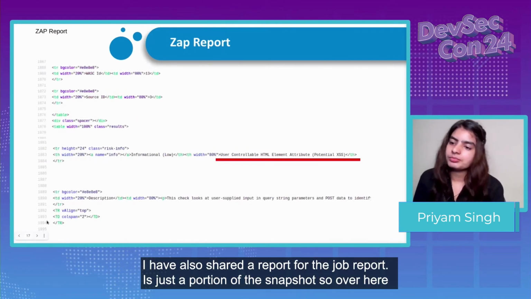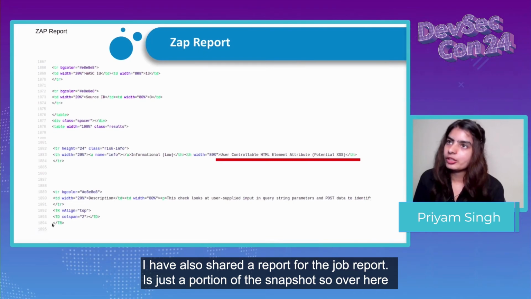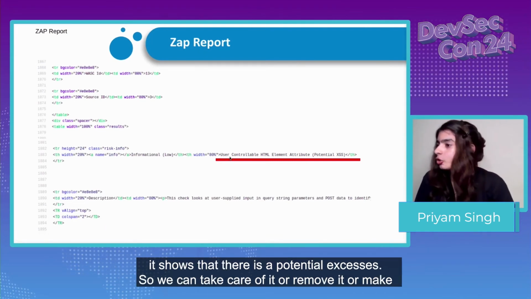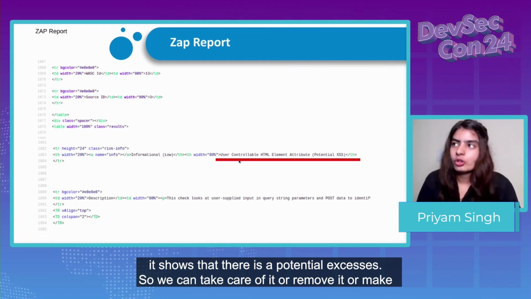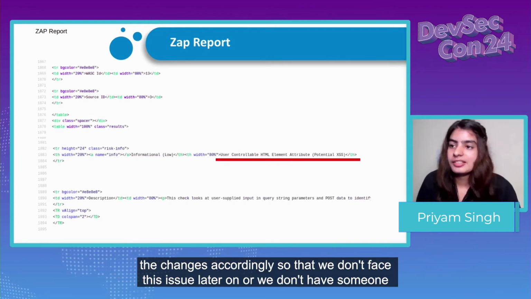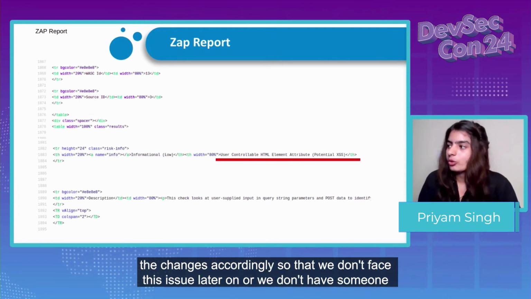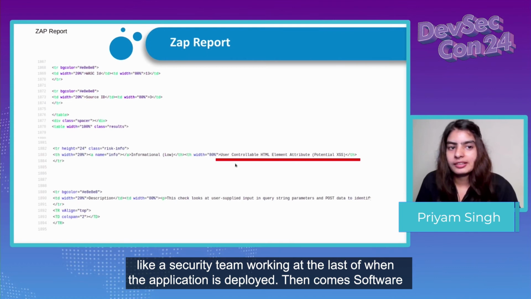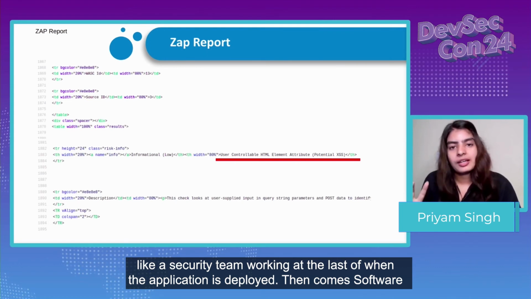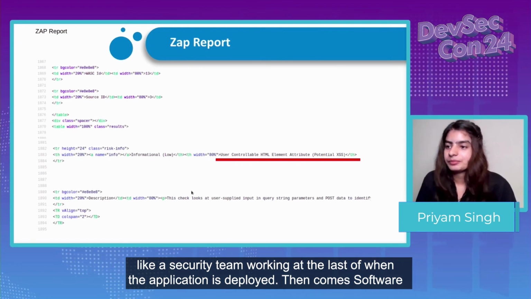I have also shared a ZAP report, which is just a portion of the snapshot. Over here it shows that there is a potential access issue. So we can take care of it, remove it or make the changes accordingly so that we don't face this issue later on, or don't have a security team working at the last stage when the application is deployed.